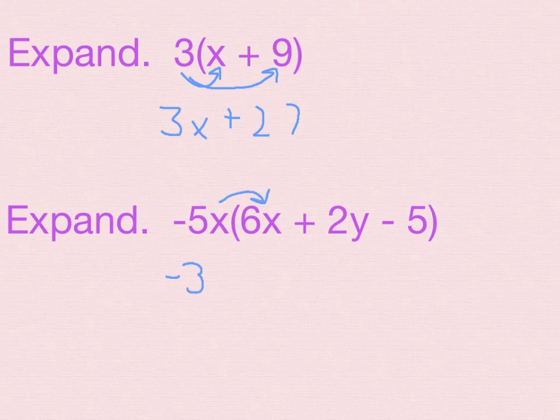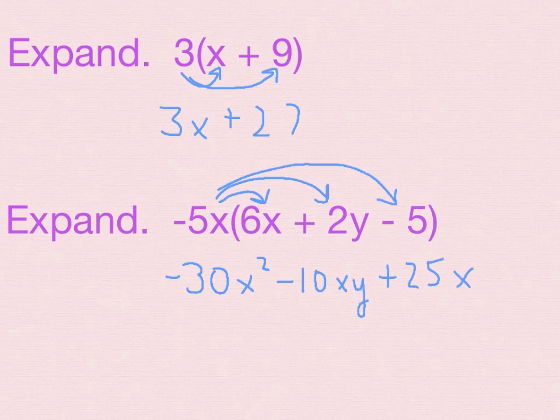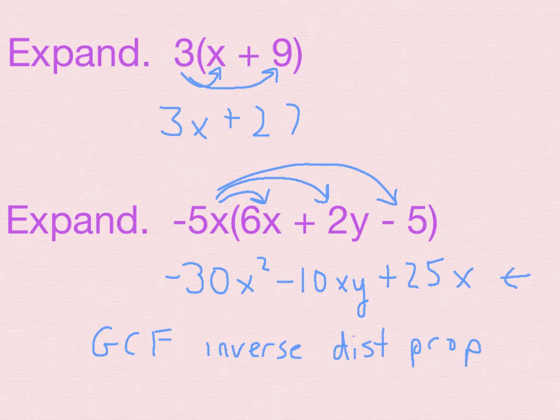Negative 5 times 6 is negative 30. We've got 2 x's there. Negative 5 times 2, follow it with the xy. And negative 5 times negative 5 is a positive 25 with the x. So we've done expanding. When we work with greatest common factor, we are working as the inverse of the distributive property. So we're going to take what we've got here and turn it back into what we have here.